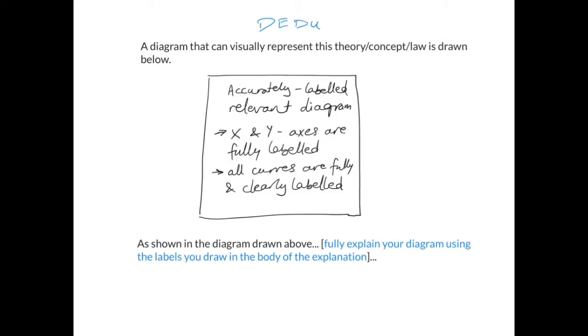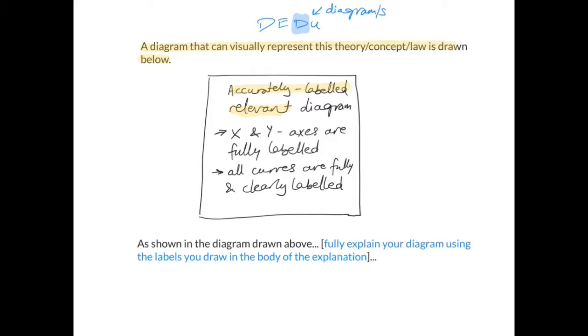This brings us to the third letter of our DEDU framework, which is the D that stands for diagram or diagrams. Write something like, "A diagram that can visually represent this theory or concept or law, depending on the question, is drawn below." And then you draw the diagram. Make sure the diagram is accurately labeled and that it's relevant. It's kind of pointless to draw a diagram that's not really relevant to the question.